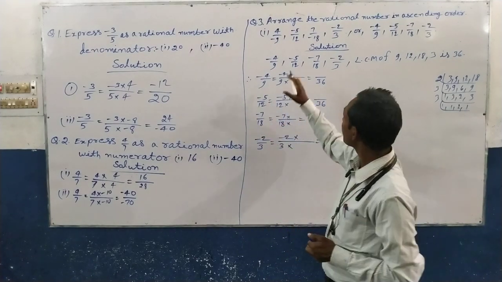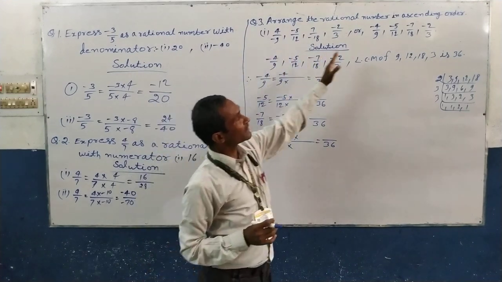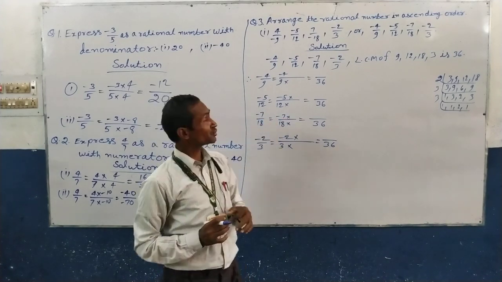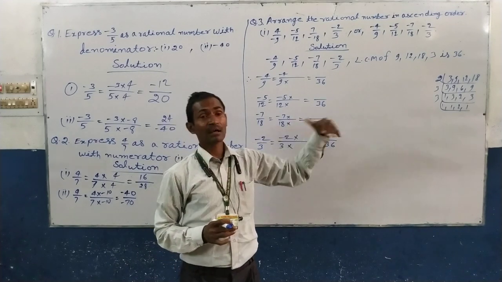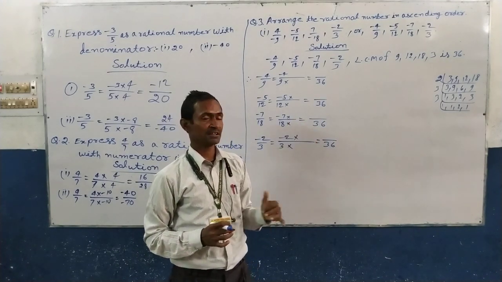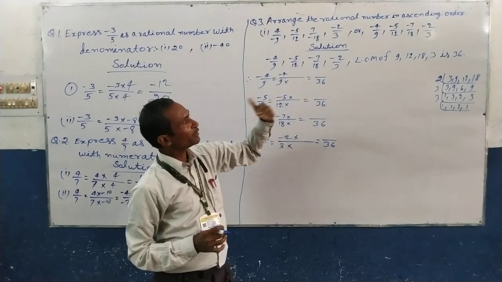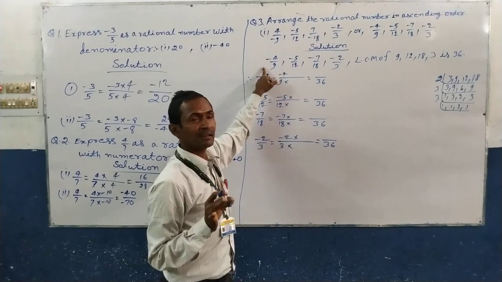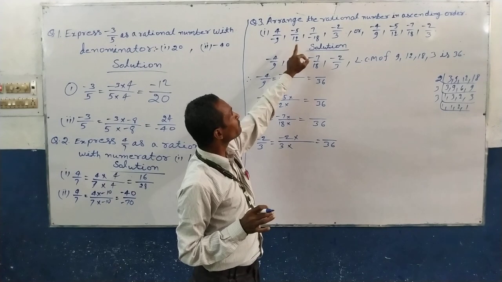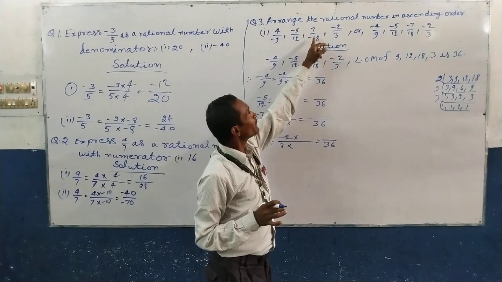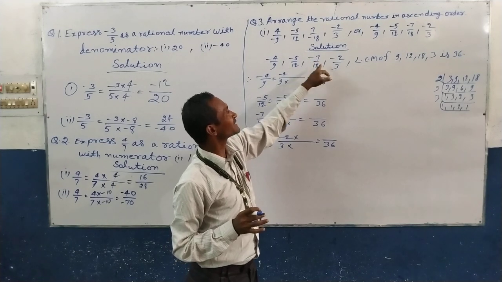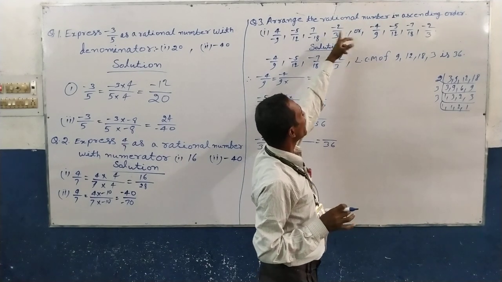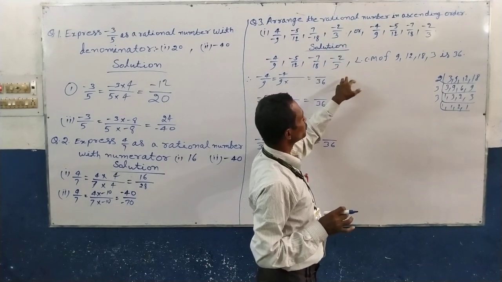In next, arrange the rational numbers in ascending or descending order. How can we arrange it? So first, arrange all denominators in positive. So 4 by -9 we can write as -4 by 9, making the denominator positive. -5 by 12, say 7 by -18, we can write as -7 by 18 in positive form of b. Then -2 by 3, same -2 by 3.